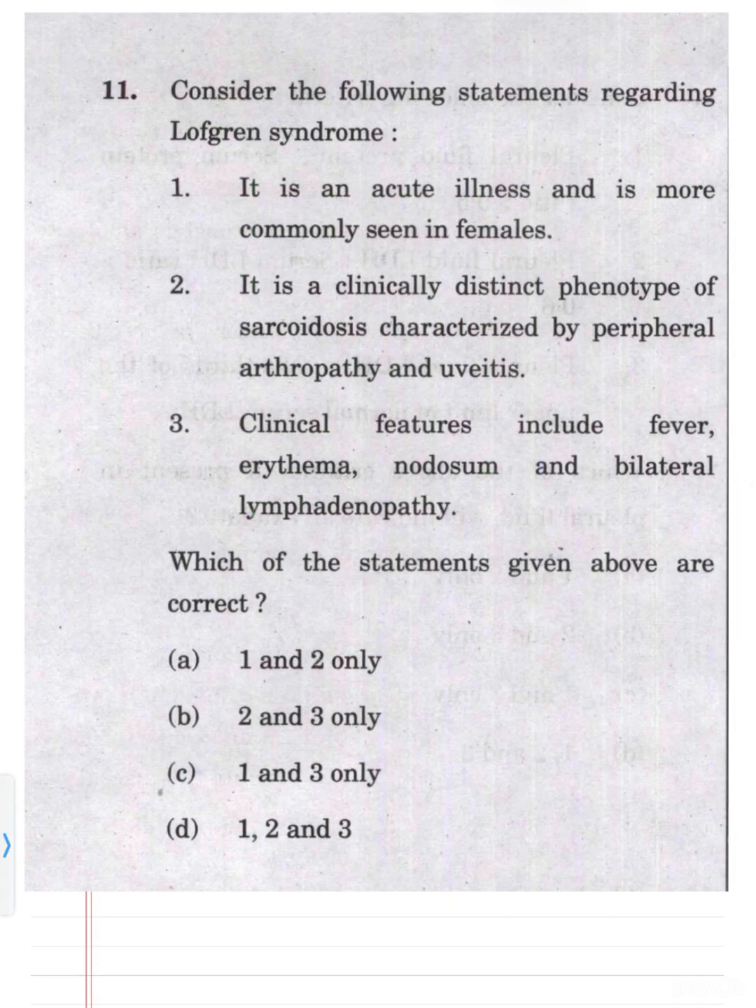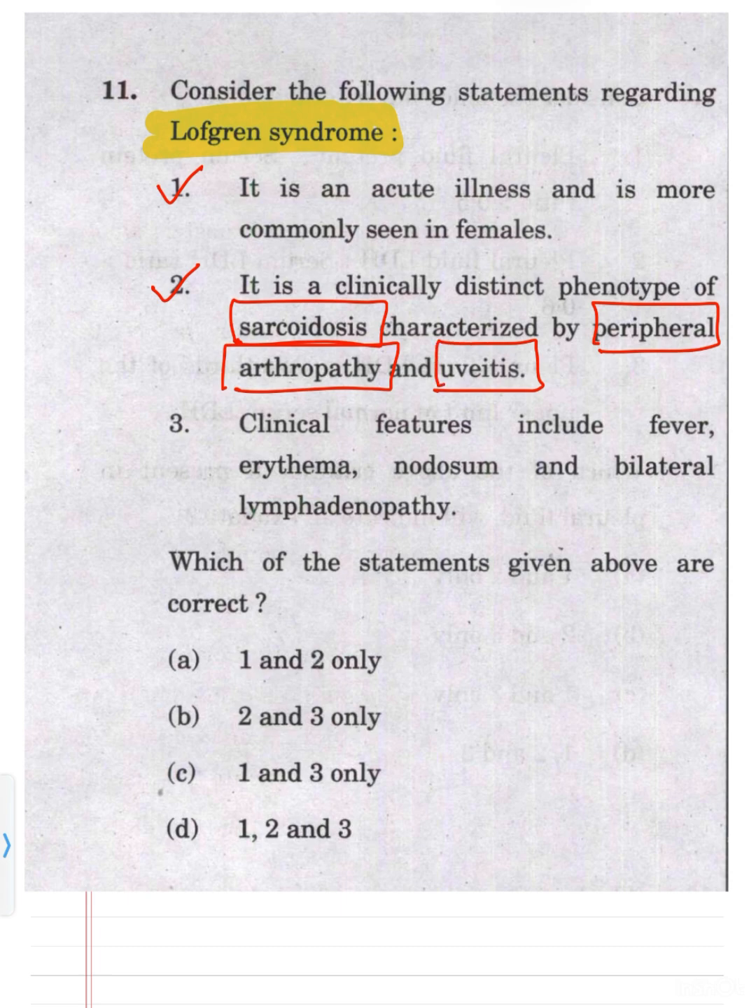Now coming to the 11th question. Consider the following statements regarding Lofgren syndrome. Lofgren syndrome is seen in the case of sarcoidosis. First, it is an acute illness and is more commonly seen in females. Yes, this is correct. It is a clinically distinct phenotype of sarcoidosis characterized by peripheral arthropathy and uveitis. Yes, this is again correct. So the condition was sarcoidosis, but the patient is now presenting with peripheral arthropathy, and there is inflammation in the uvea, so there is uveitis in the eye. Clinical features include fever, erythema nodosum, and bilateral lymphadenopathy. So this is again correct.